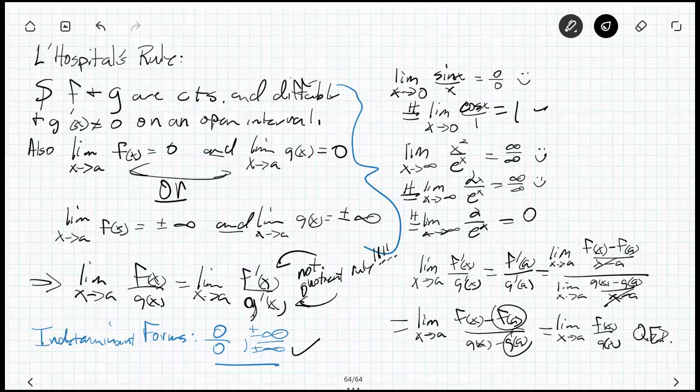Okay, cool. That's the proof of that. Now, we're going to deal with other indeterminate forms in just a second, but I'll meet you on the next page. I'm going to take a little break.